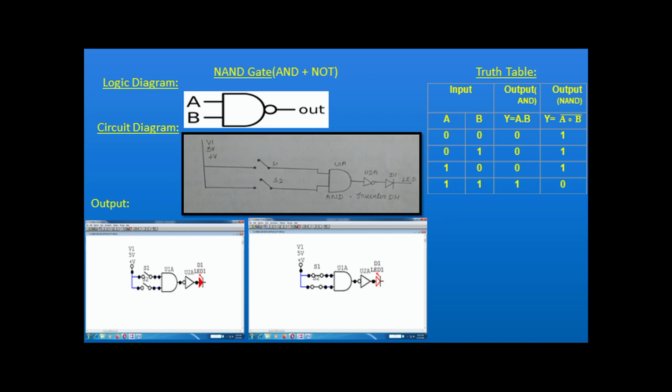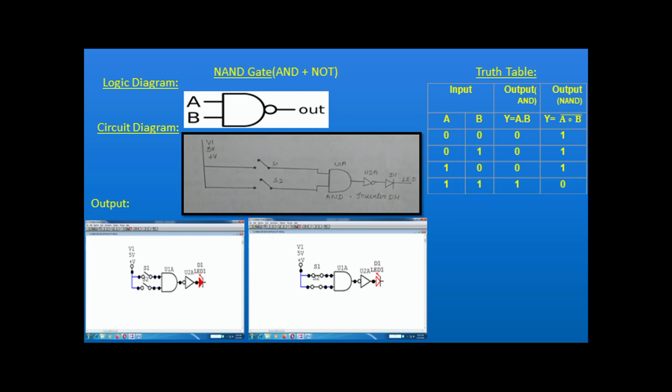Next, they are giving the input 1, 1. The switches are closed. The first input is 1, the second input is 1. You can see the output of the LED light for 1, 1. From the truth table, for 1, 1, what is the output? 0. See, the LED light is also not on. This is off. The light is not emitting here.